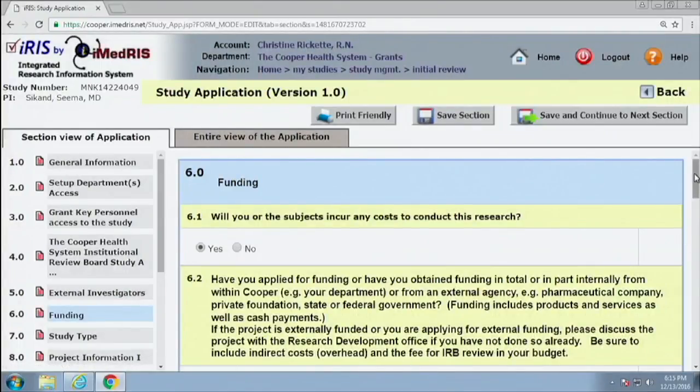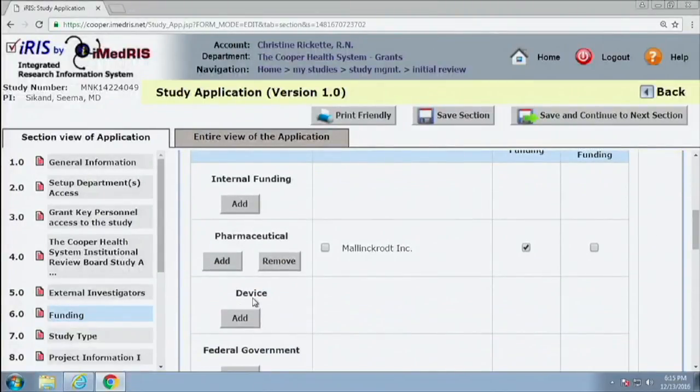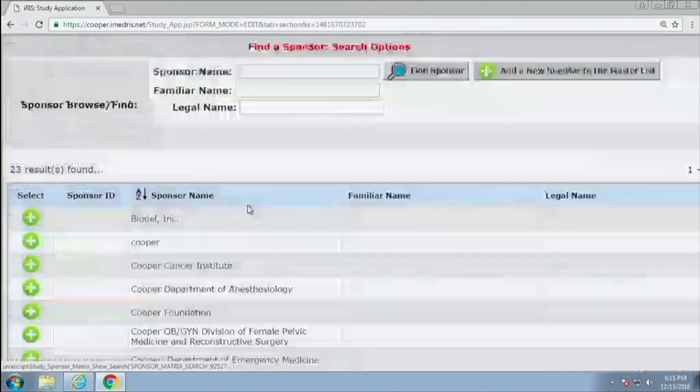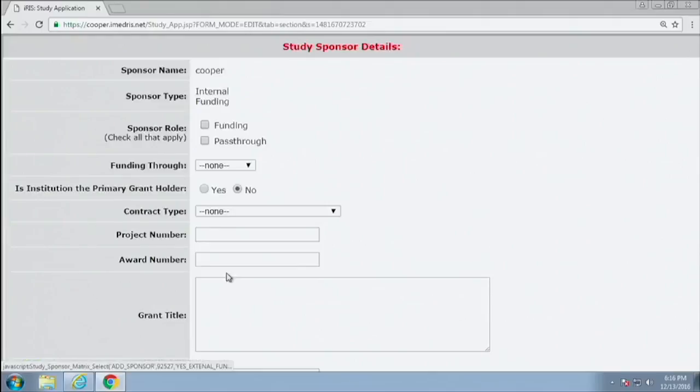And then this kind of captures all the other people that are not Cooper people. Funding, that's if you have been given funds from pharmaceutical device grants, you would add that here. And then if it's internal funding, it'll come up with a listing that you can look through, and then you could just select it.